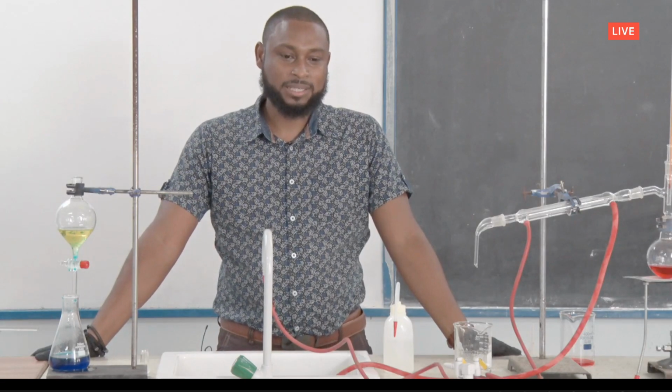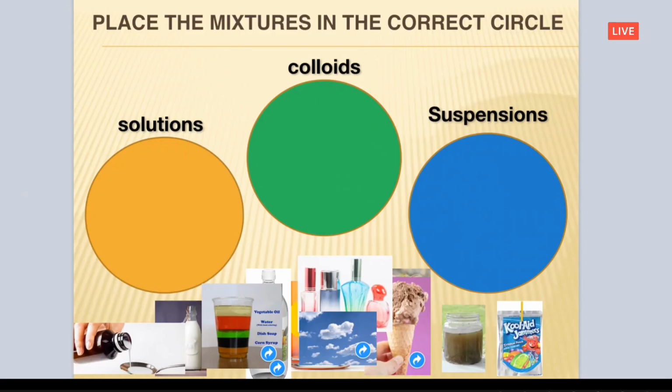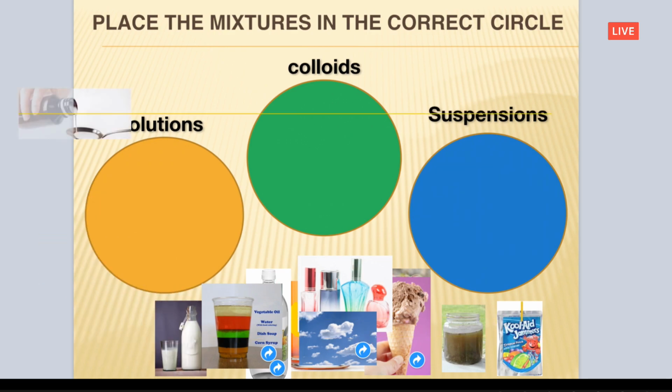Mixtures can be separated. They are not evenly distributed, rather. And suspensions in particular will settle out when left to stand. So let's pick one. Anyone at random? Let's pick that. Yes. What does this look like? Looks like medicine.